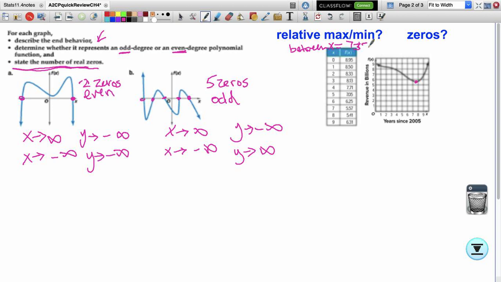If it looks like it's happening between the two, that's fine. If you think that it hit the low point exactly at 8, you would say at x equals 8. That's fine, and that would be a relative minimum.